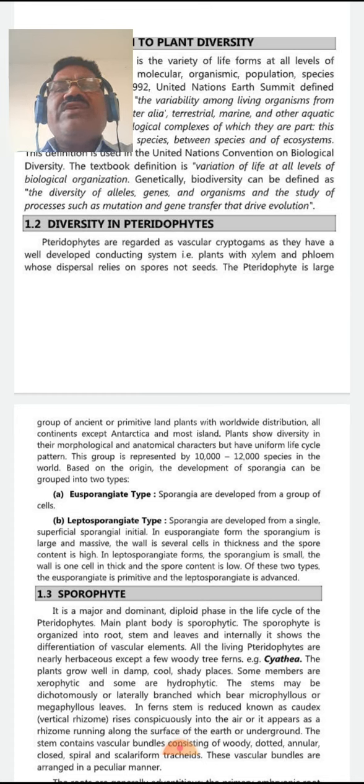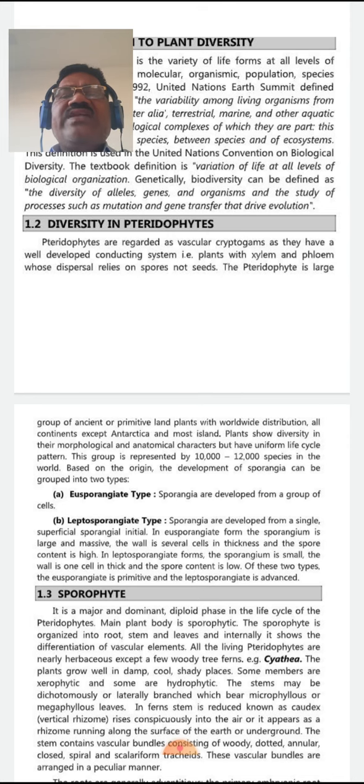Last semester we have seen the cryptogamic plants, that is bryophytes, algae, fungi. So these all forms of the plants are known as the non-vascular plants because the vascular system is absent in the lower cryptogams. But in pteridophytes, the vascular system is well developed, so they are known as vascular cryptogams, or they have well developed conducting systems, that is xylem and phloem, whose dispersal relies on the spores, not seeds.